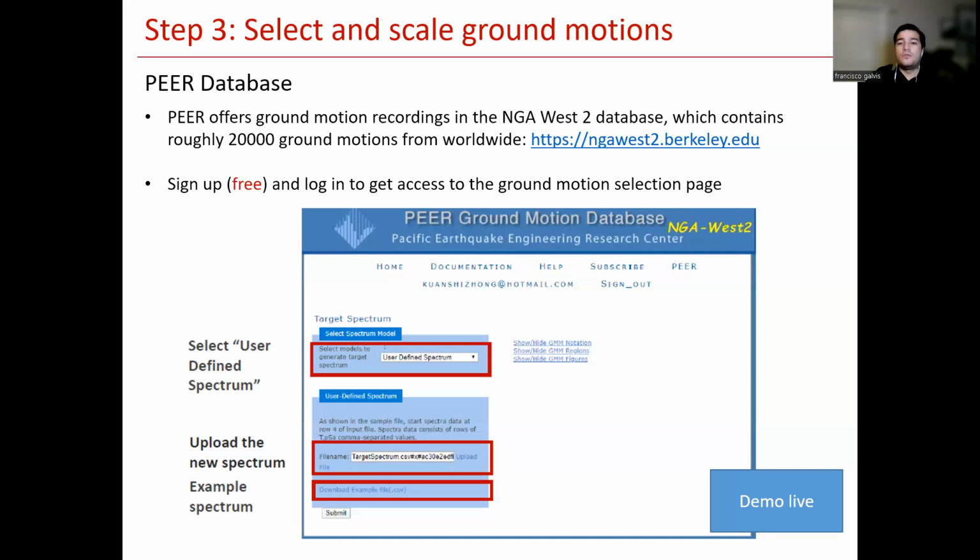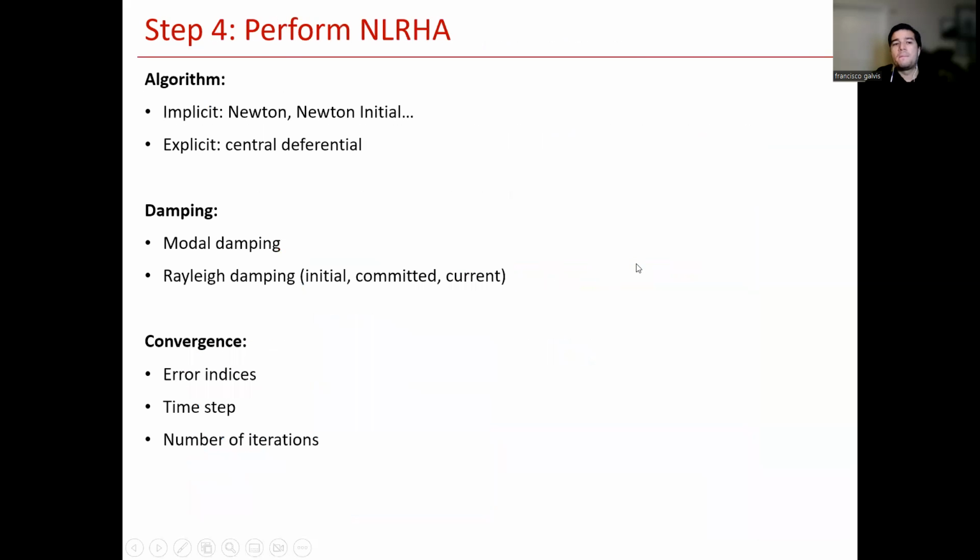So all of that work is done uniformly by the PEER Center, and they make this publicly available. So you basically need to create a user profile on this link, and that will give you the opportunity to access the thousands of ground motions.